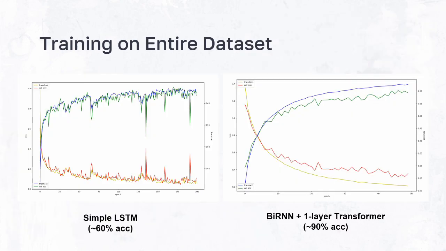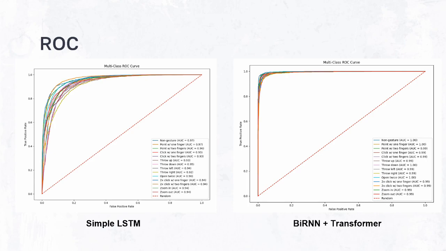The transformer also greatly outperforms a simple LSTM, as it reaches a 90% validation accuracy as opposed to a 60% accuracy. Both models have relatively low variance. Finally, both models have pretty good true and false positive rates, but as you can see, the transformer model also beats the baseline here.